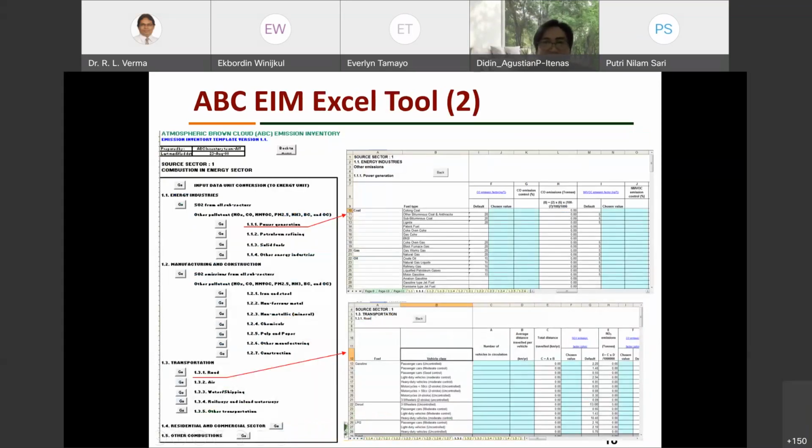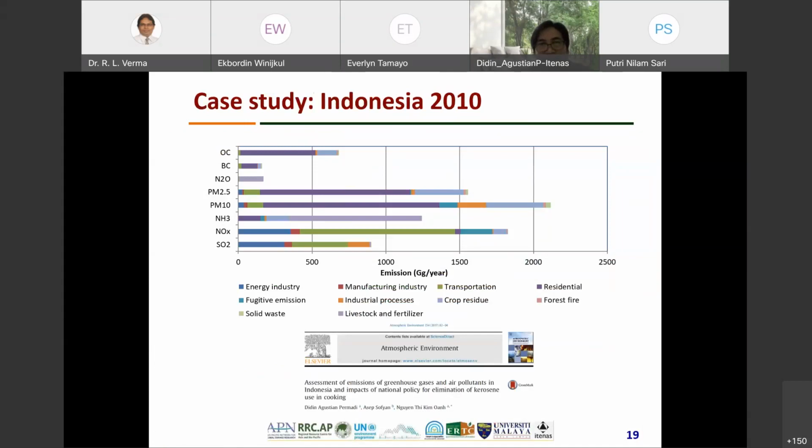So then we can select the particular sources of interest, and then we can learn what kind of input data and some emission factors are provided by default in this Excel worksheet. But of course, we also provide a chance, when you have your own emission factors, to supply them in this Excel tool, just to ease your work to compile the emission inventory.